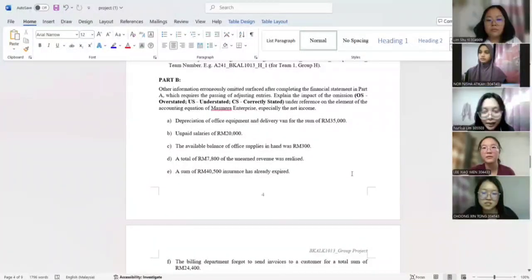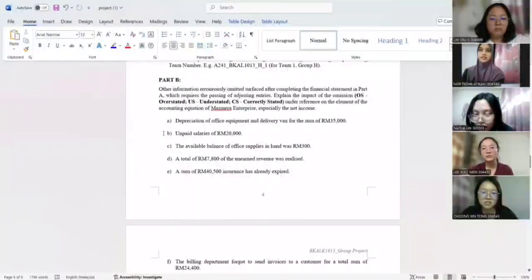Part B is unpaid salary of 20,000. The net income is also overstated because if the unpaid salaries of 20,000 are omitted, expenses are understated. So the expenses should include these 20,000, but since it's not accounted for, the total expenses are reduced. So the expenses will be understated. Next is asset. The asset is correctly stated. Lastly, liability. The liability is understated.